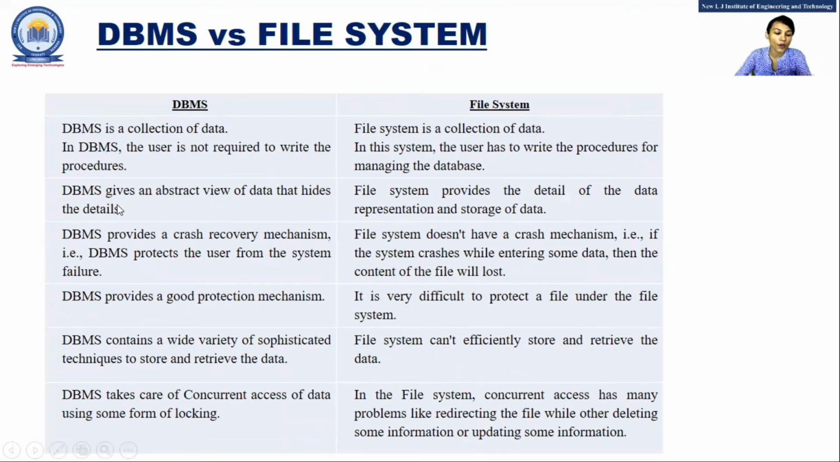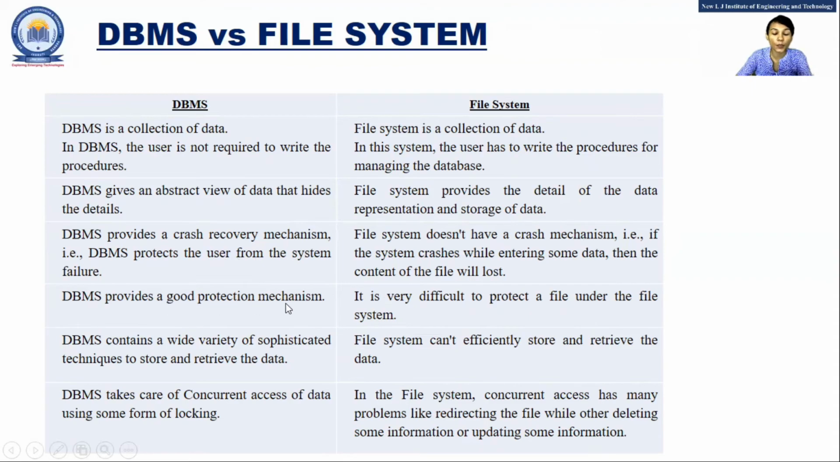for how the file management system will work. In DBMS, the second point is that DBMS gives an abstract view of data that hides the details, as we discussed in security. I may not want to let the user see the details of the database, like how many tables there are, what the relationships between those tables are, and where the tables are stored. Then I can give an abstract view to a particular user. But in a file system, we can't provide this kind of abstraction, we can't hide all the details of files and folders. The third point is that DBMS provides a crash recovery mechanism, and it protects the user from system failure, as we discussed in atomicity. But in a file system there is no crash recovery mechanism, and if a crash or failure happens, we can lose our data.